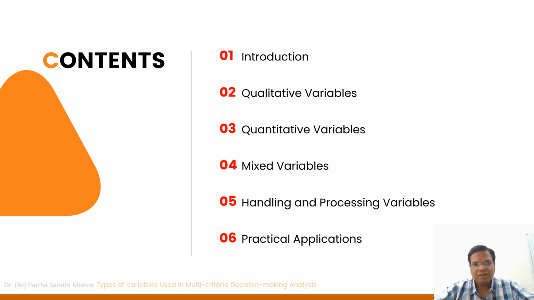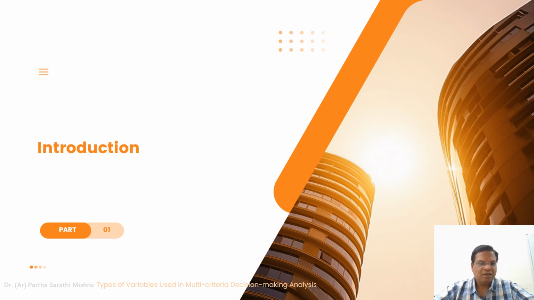First, introduction, then qualitative variables, quantitative variables, mixed variables, their advantages and disadvantages, how we can use them in the multi-criteria decision making analysis, along with handling and processing the different variables, along with some of the practical implications. Next, we begin with the introduction to multivariate decision making analysis or MCDM, and understand why variable types are crucial in this particular field that we are discussing in this presentation.